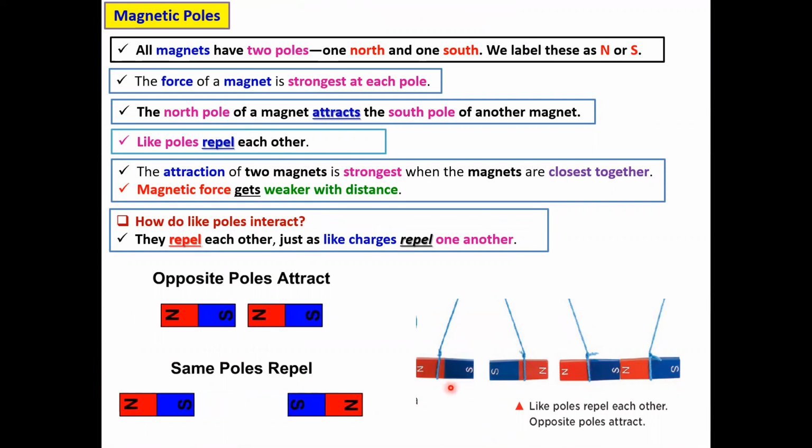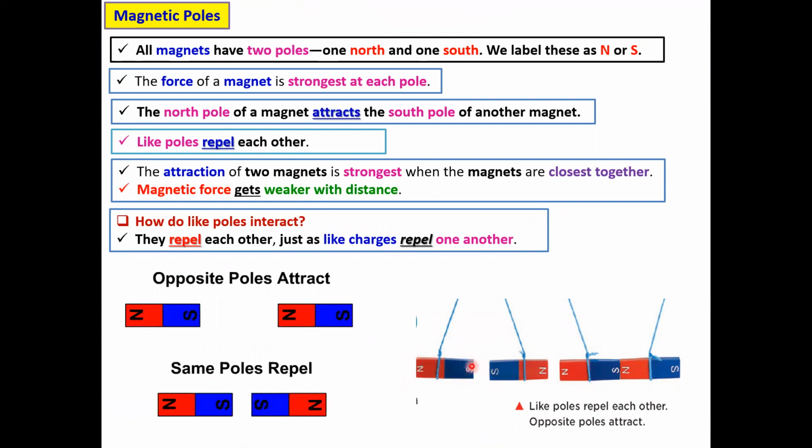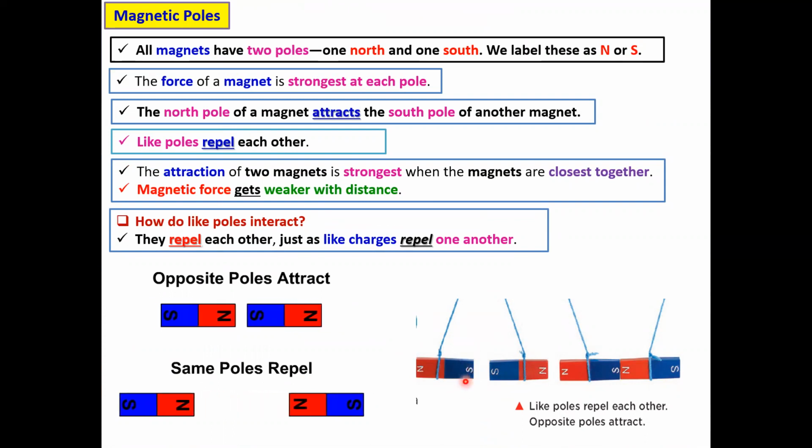The force of a magnet is strong at each pole. The main force of this magnet is found near or at each pole. It's the strongest at each pole. This force is strongest here at each pole. Okay? Here there is the strongest force.